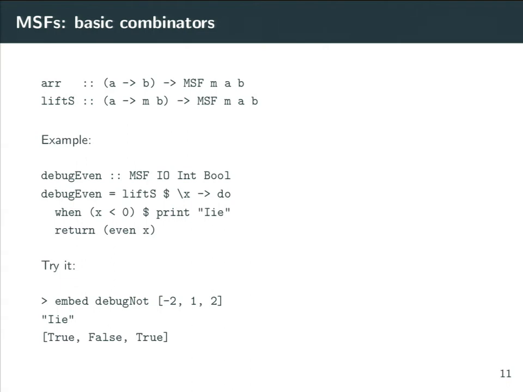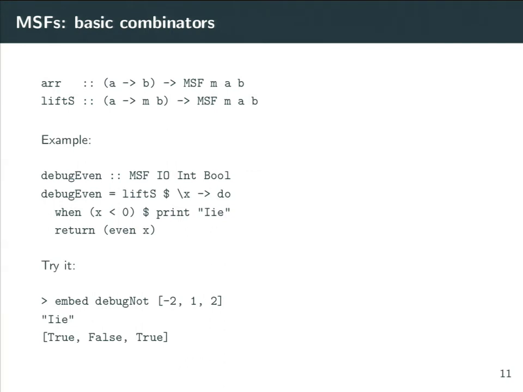I'm not going to explain all the combinators. There are only 4 slides with 4 combinators that are essential to understand how this works. 2 of them are monadic, deal with monads specifically, 2 of them do not. One of them is lift S. You saw in previous slides that we had arr, an arrow combinator that allows us to lift a pure function.